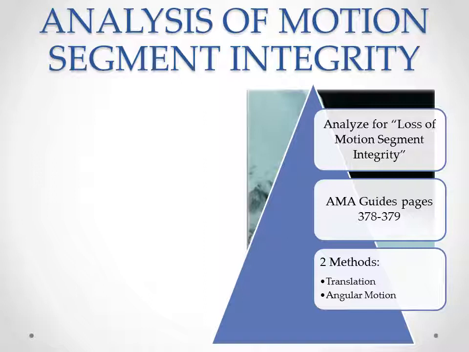And the procedure for doing so is described in the AMA guides on pages 378 and 379. And it basically involves two methods. It involves an analysis using measurements of vertebral translation, in other words, anterior to posterior shifting of one vertebra on another. And it also involves a measurement of angular motion. So there are translation measurements and there are angular motion measurements. And I'm going to go through an analysis of motion segment integrity.